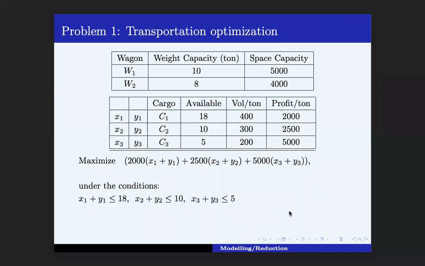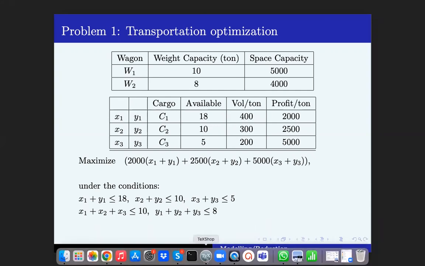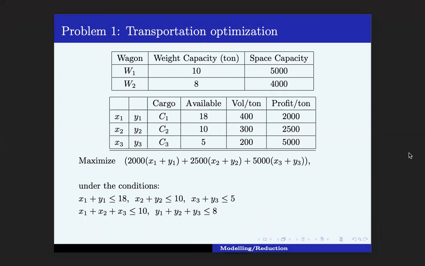So X1, X2, X3 all have to be bigger than 0. And X1 plus X2 plus X3 has to be less than 10, and Y1 plus Y2 plus Y3 is less than 8. And who is going to say the last one? So 400 X1 plus 300 X2 plus 200 X3 less than 5,000.